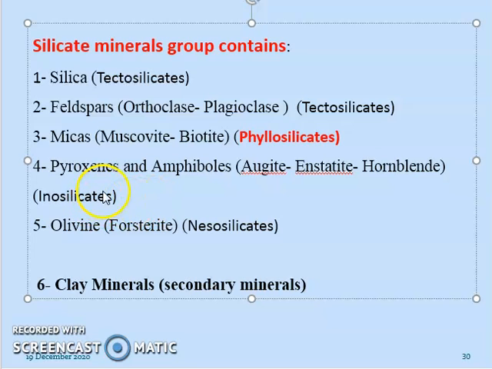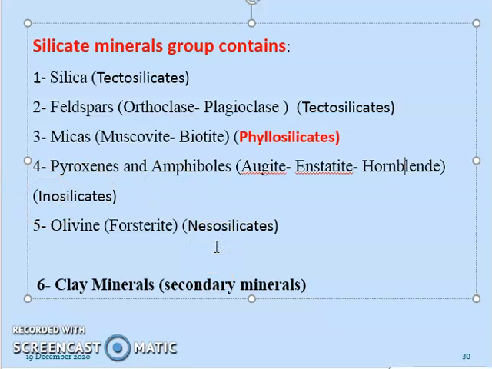inosilicate like pyroxene and amphibole, phyllosilicate like mica, tectosilicate like plagioclase and feldspar, and quartz is included in tectosilicate. Sorosilicate like epidote mineral.